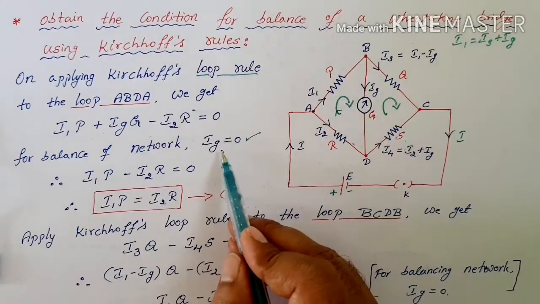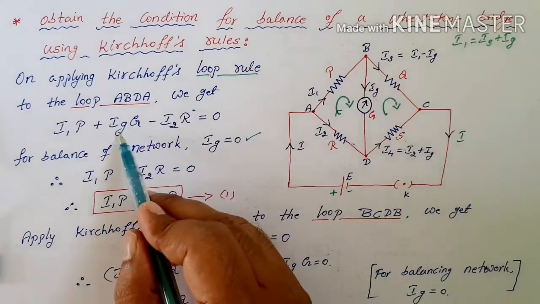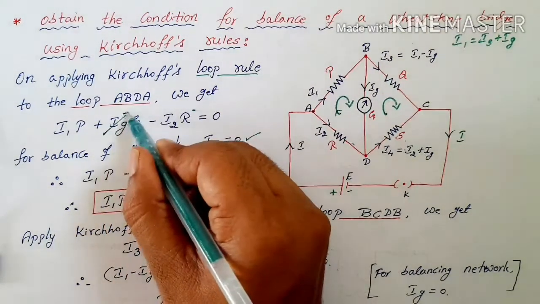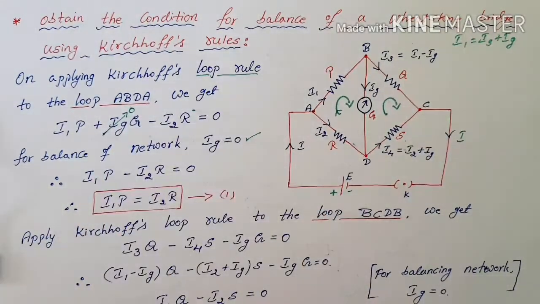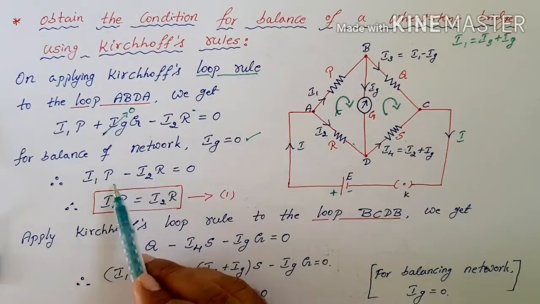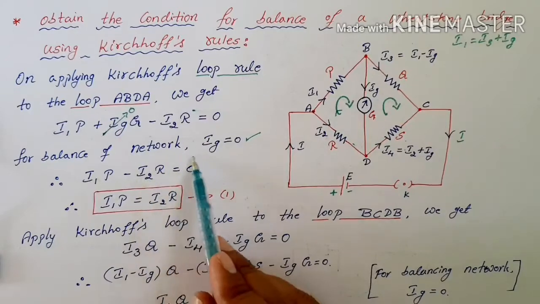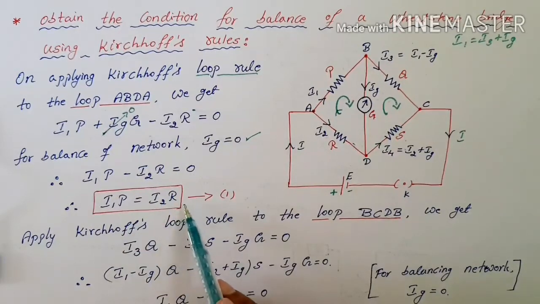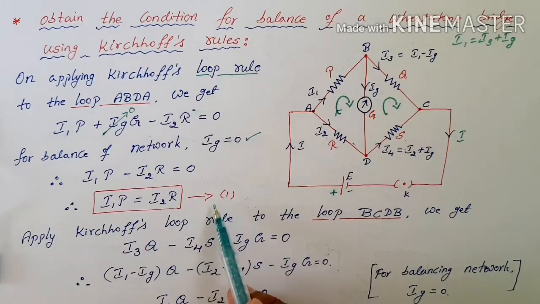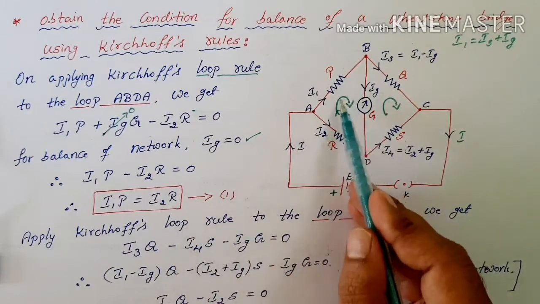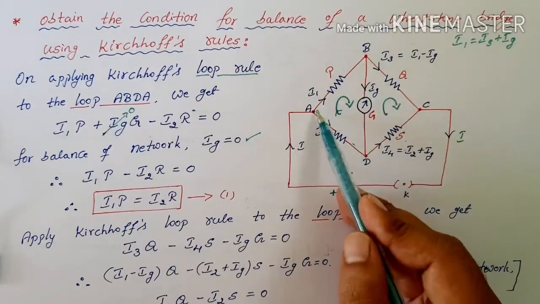Apply the balancing condition. Ig is 0. If you take Ig as 0 here, this will become 0. Then what you get? I1P minus I2R is equal to 0. So I can send this to the right hand side. I will get I1P equals I2R. Call it equation 1. So this is the first equation I got for the loop ABDA.